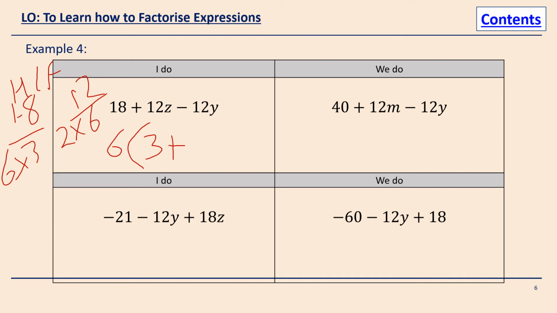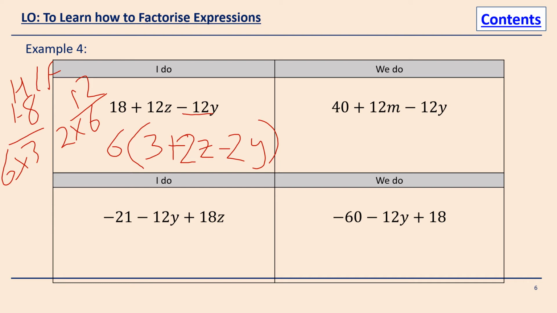Now we need to make 12 z's. We need 2 and z. Cross my z, z. 2z, and then we need negative 2 here. 6 times negative 2 is going to give us negative 12y. So we've got 3 plus 2z minus 2y.